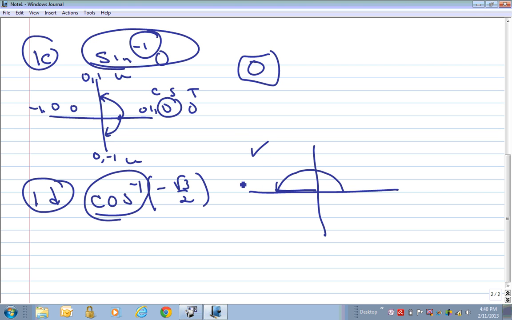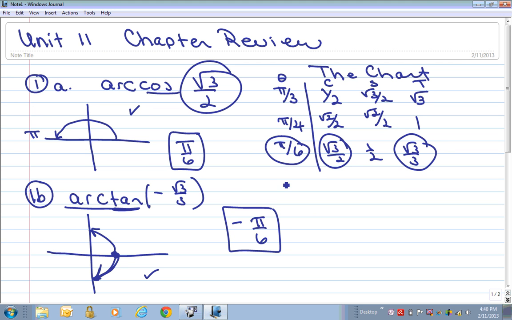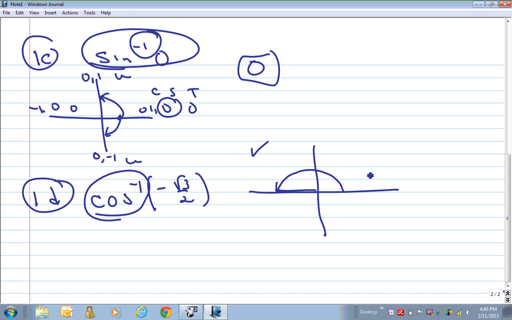So now we're going back to our chart, and you can go look at yours again. I'll go back to mine. And where was cosine the square root of 3 over 2? That was at pi over 6. There's our chart. So at pi over 6, but that would be the reference angle, okay?